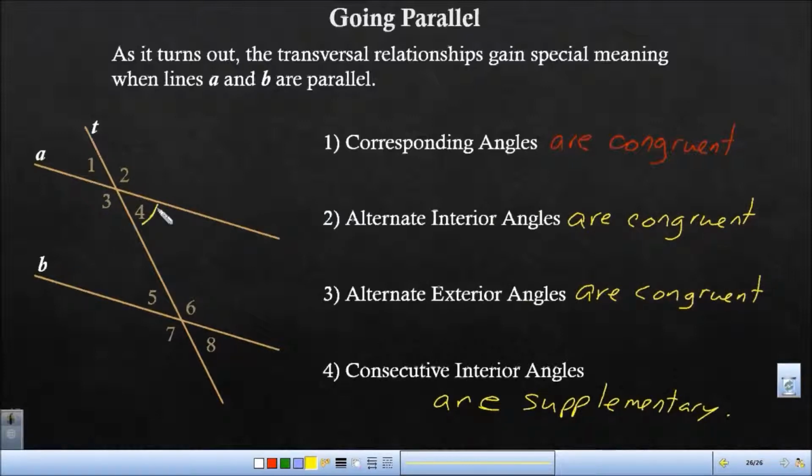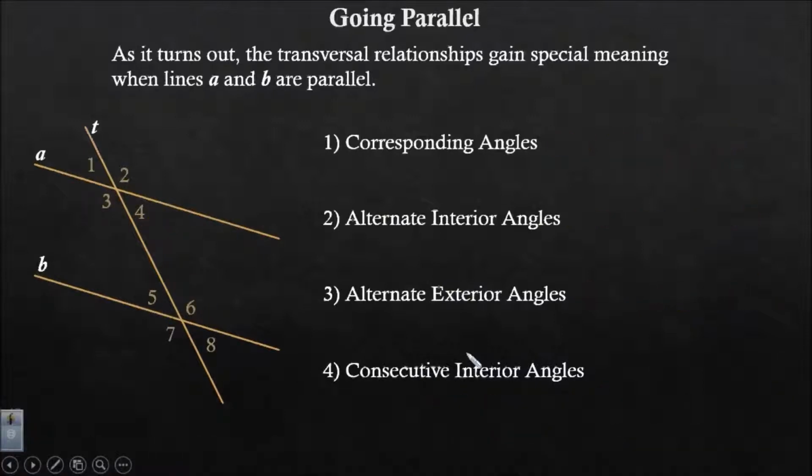Here's 4 and 6. 4 is clearly an acute angle. 6 is clearly an obtuse angle. These angles are going to sum up to 180 degrees. Right? We'll prove that later. In fact, we'll prove all of these later. But corresponding angles are congruent, alternate interior angles are congruent, alternate exterior angles are congruent, and consecutive interior angles are supplementary.